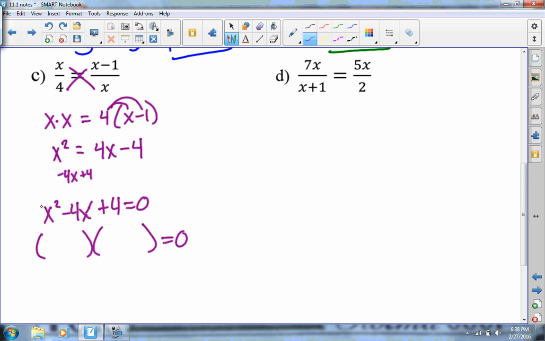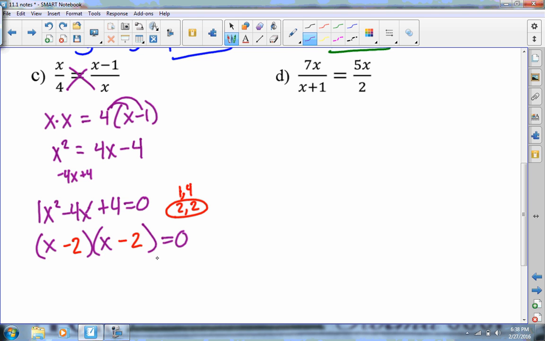And since this is 1x squared, I just need the factors of x and x, because x times x is x squared. And then the factors of 4 that are going to add up to a negative 4. Let's see, factors of 4 would be 1 and 4, or 2 and 2. And the only way I can get these to add or subtract up to a negative 4 is if I use the 2 and the 2 and make them both negative. Negative 2 and negative 2 will add up to a negative 4. And when I multiply them, they'll multiply to a positive 4.